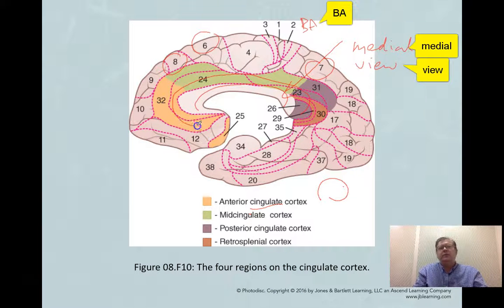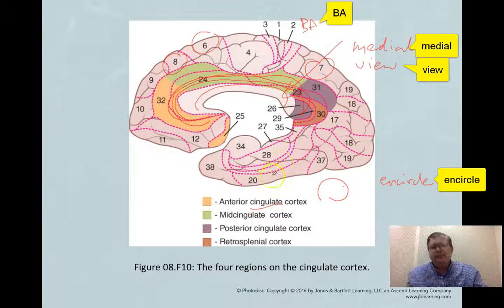It actually comes around the corpus callosum, which has also got that circular appearance. So the cingulate is this bundle of nerve cells that surrounds and encircles the corpus callosum. So cingulate could be referred to as encircle. That's a good way to remember it. But in the cingulate we have a number of different regions, and you can see here that the different colors refer to different sections of the cingulate cortex.